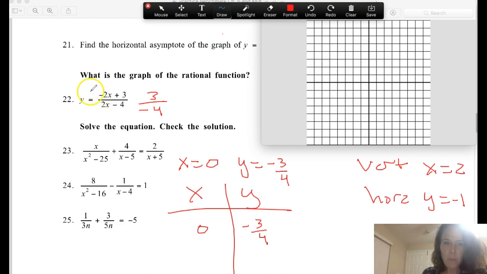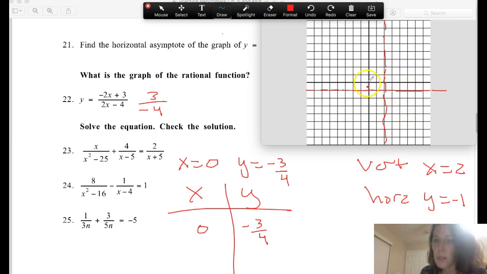Okay, so let's see what I have. I have a vertical asymptote at x equals 2. So 1, 2, here's the vertical asymptote. I have a horizontal asymptote at y equals -1. So here's y equals 0, y equals -1. There's my horizontal asymptote. I know when x is 0, I go over 0 and down 3/4, so I'm right here. So what does the rest of my graph look like?